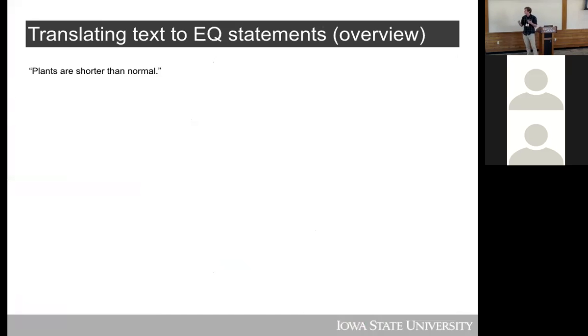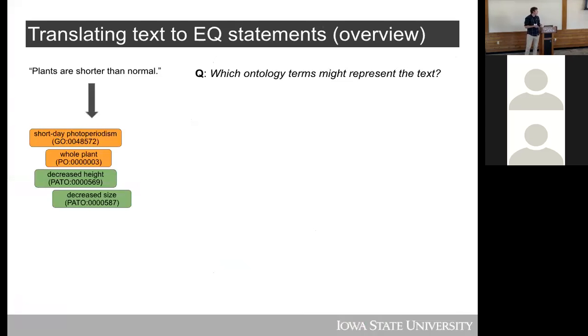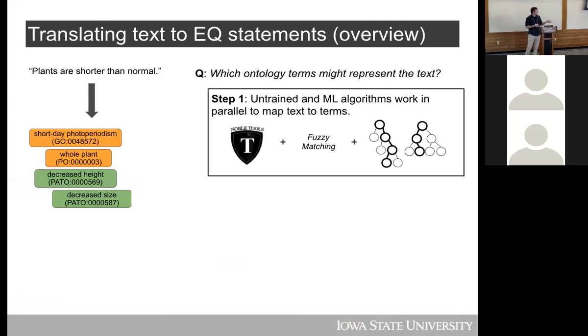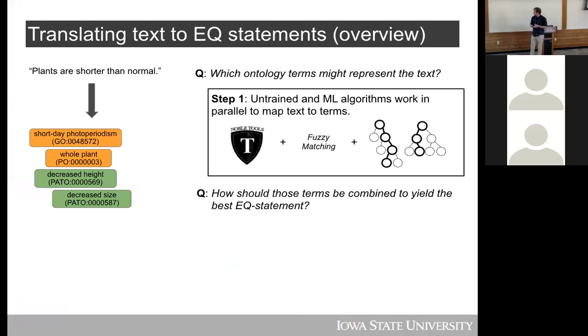Going with the same example, it's just a sentence describing the phenotype. And the first question we ask is, which terms from some set of input ontologies simply match this text in some way? So what we're looking for is just an unstructured set of ontology terms that somehow map to this text. And we use an ensemble of different methods to accomplish this, which I'll go into more detail in a moment.